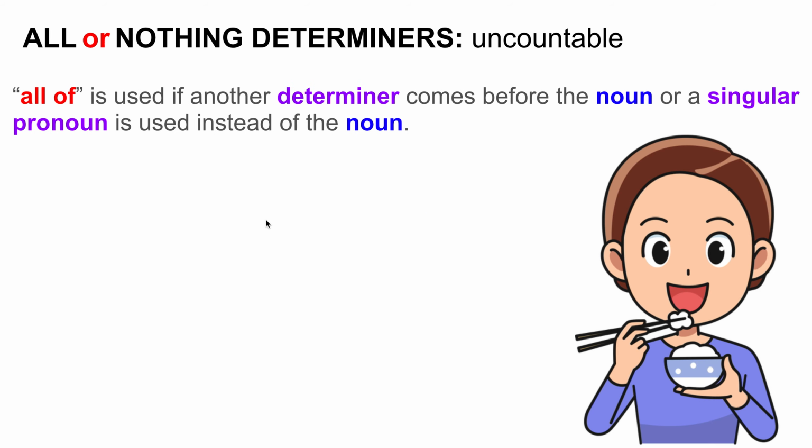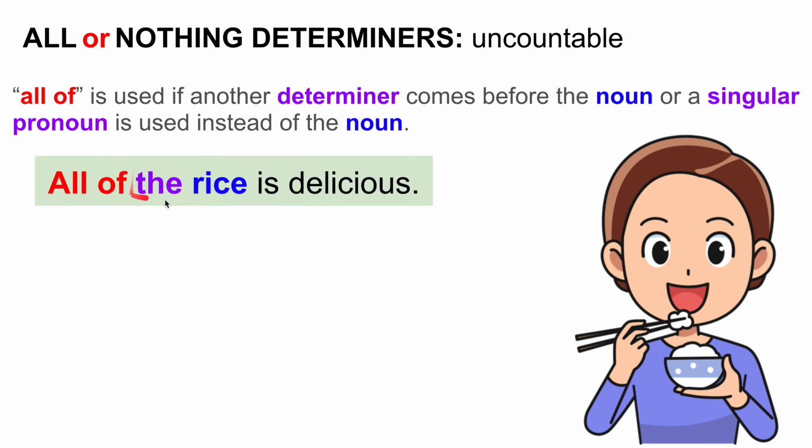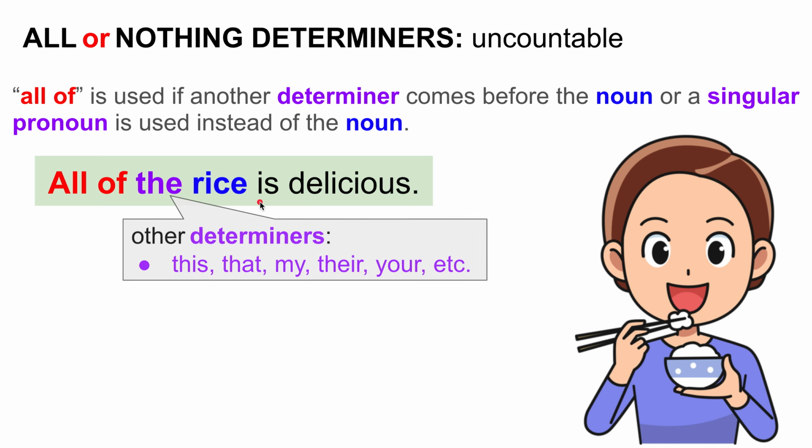Moving forward now. The same rule that applies for plural nouns and singular nouns applies also for uncountable nouns, and that is that if a determiner comes before the noun, or if a singular pronoun replaces the uncountable noun, then we use all of. So, for example, all of the rice is delicious. Okay, here the determiner is the. I can also say all of my rice is delicious.